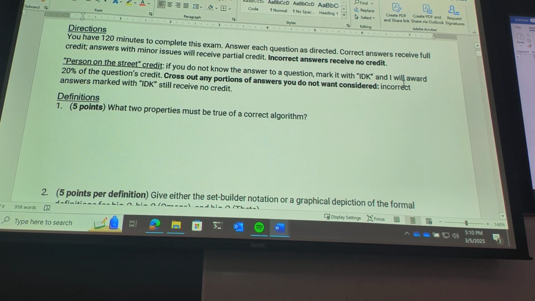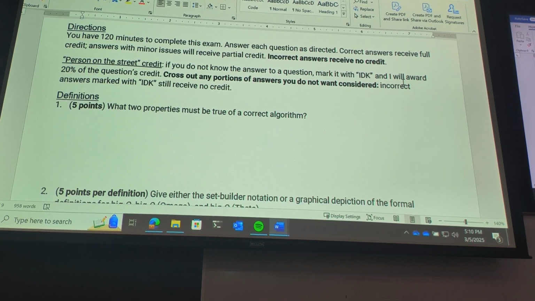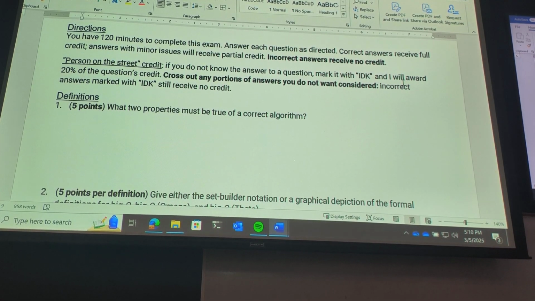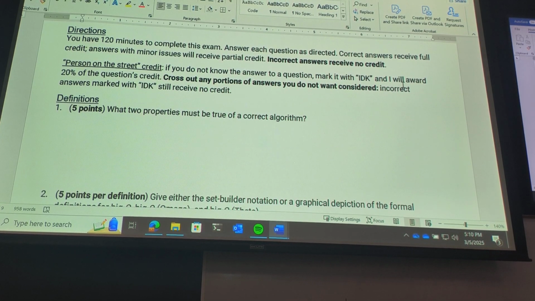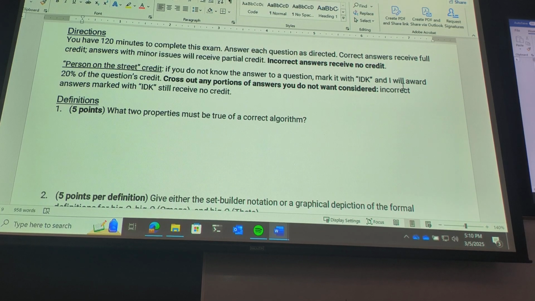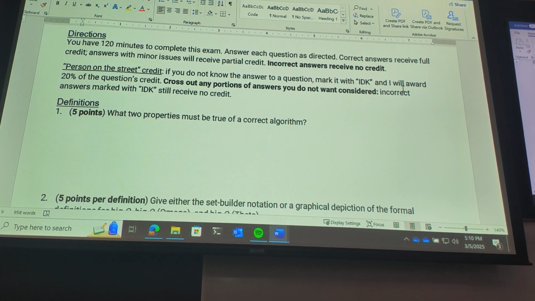Alright, number 0, person on the street credit. If you do not know the answer to a problem, mark it IDK, I will give you 20%, but do not leave anything not scratched out, erased, or otherwise there. If you have IDK and some data there, I'm going to grade your data. If it is wrong, you get nothing.